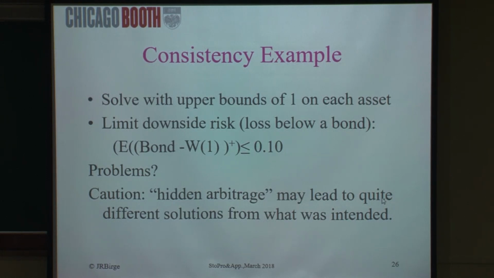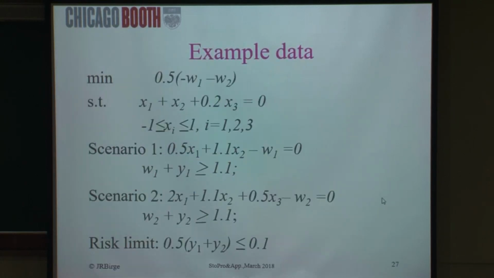So I solve this problem. I set it up like this. This is wealth in scenario 1, wealth in scenario 2. This is the cost at the very beginning. This is what I get in scenario 1. This is what I would get in scenario 2, and then this is the limit on the risk.